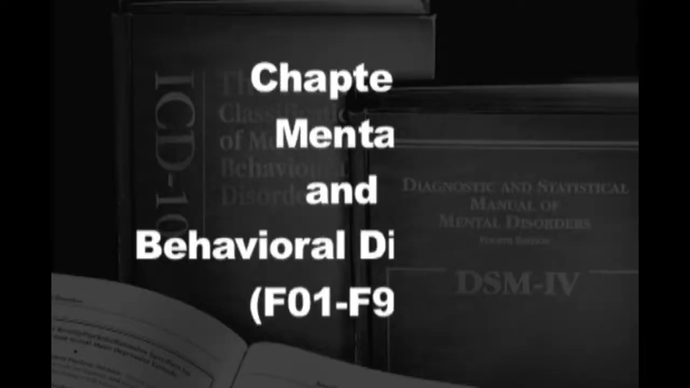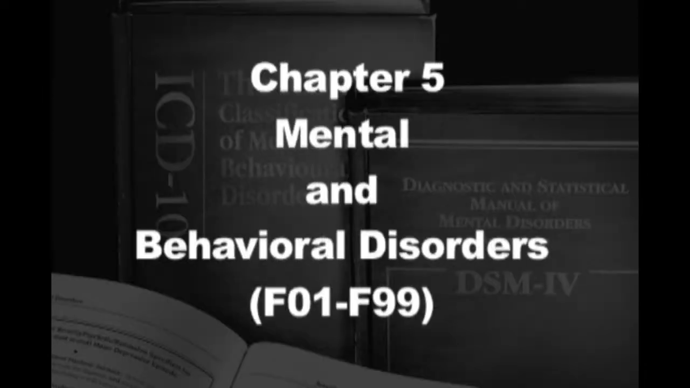As far as psychological problems are concerned, Chapter 5, which is mental and behavioral disorders, is what is very important to us, and let us go into the details of understanding this particular system. So, as I said, Chapter 5 contains mental and behavioral disorders with codes F01 to F99. Please note that these codes begin with the letter F.